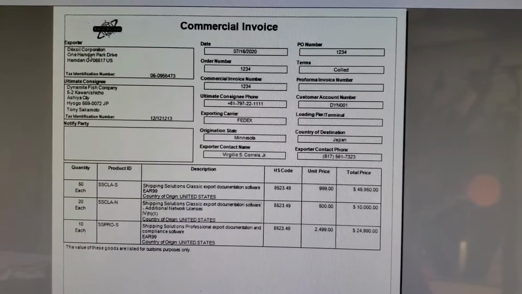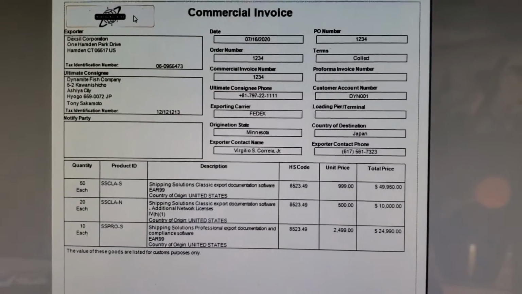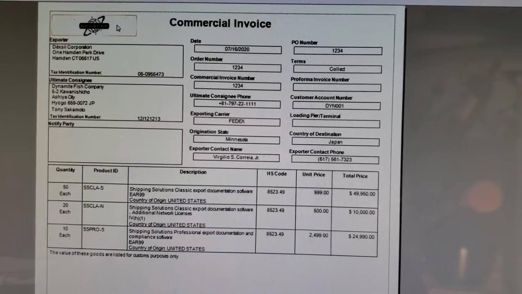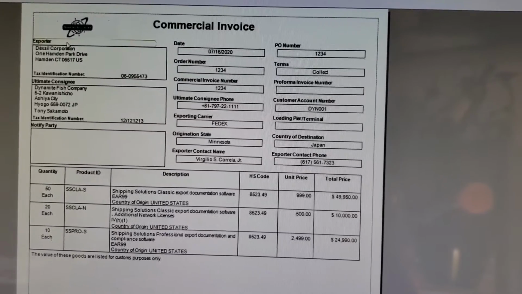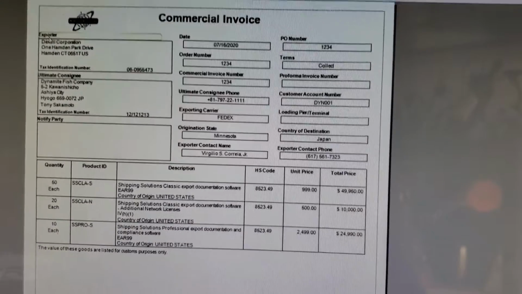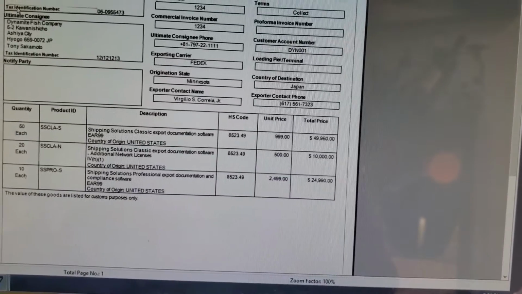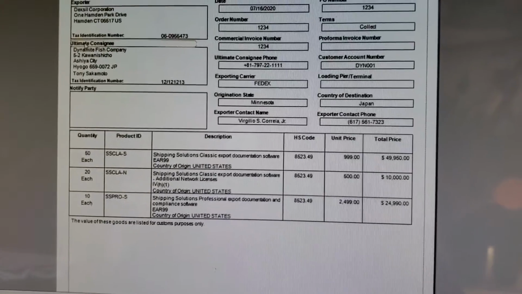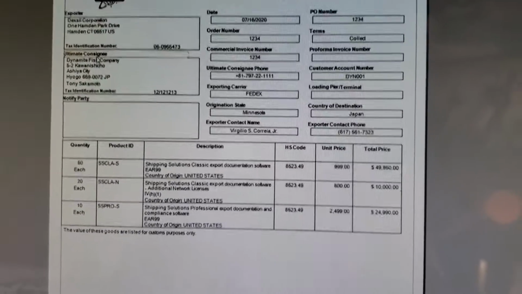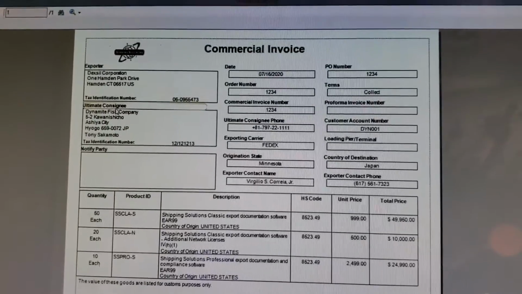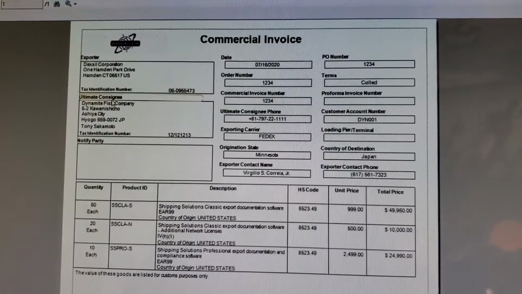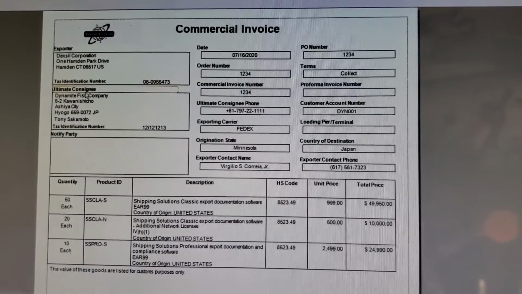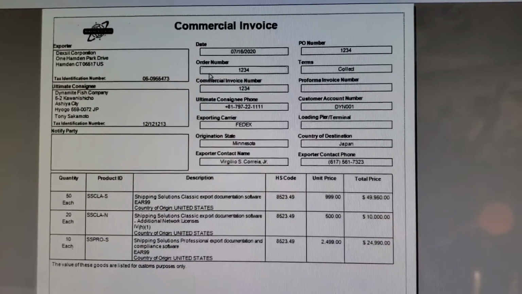And one thing to mention too is that it is very customizable. So if you wanted to change exporter to shipper or seller or some other term, you could do that. Or if you wanted to change ultimate consignee to end user or buyer or purchaser, you can change these field labels. All these different field titles, you can customize those to whatever you want.